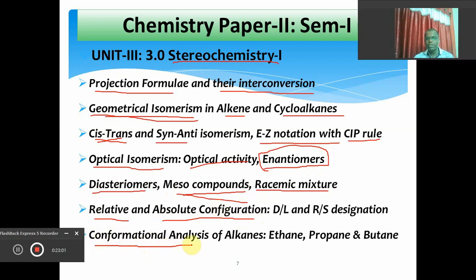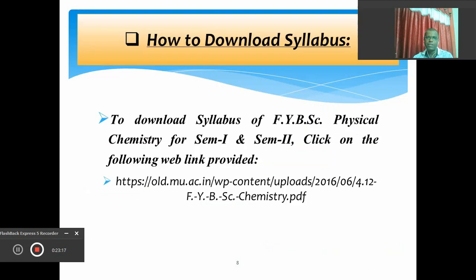And the conformational isomerism of alkanes, with examples given here: ethane, propane, and butane. It means how these molecules can show a three-dimensional structure with the help of particular projection formulae, which we will discuss, and we will try to compare the stability with the energy. So this is all about the introduction of the syllabus as well as the structure of chemistry paper 2 in FYBSc, semester 1.